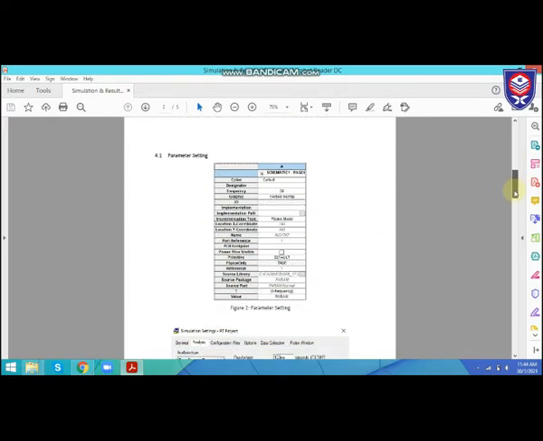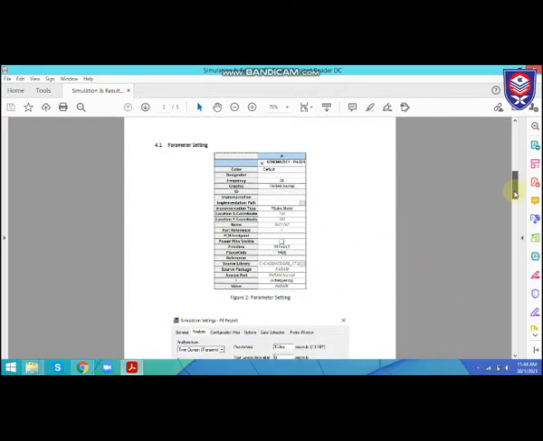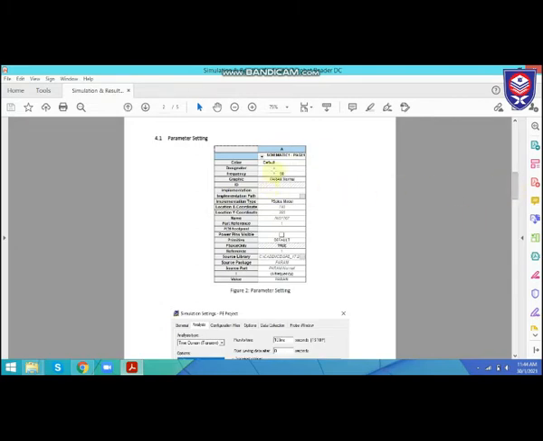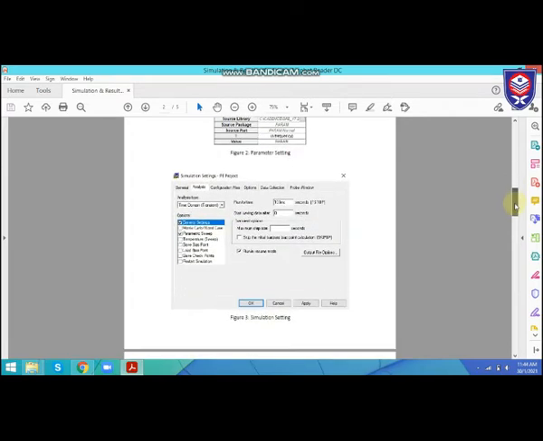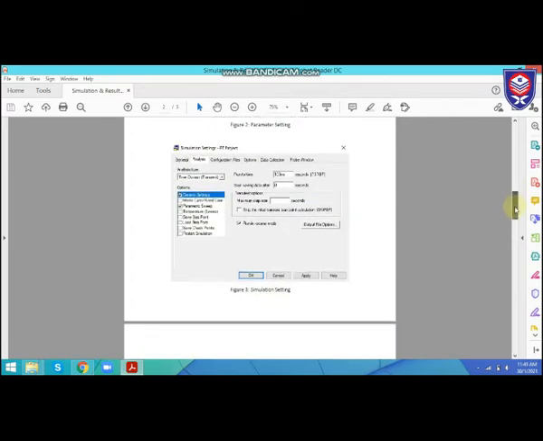So ini adalah parameter setting yang kami guna, di dalam apps yang kami guna. Basically kita menggunakan parametric sweep dan transient graph, transient analysis type.